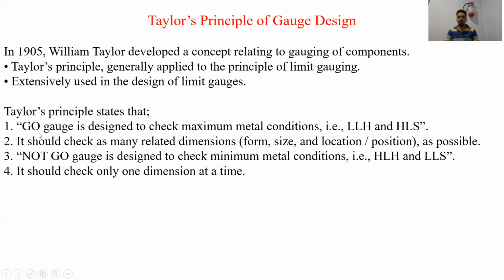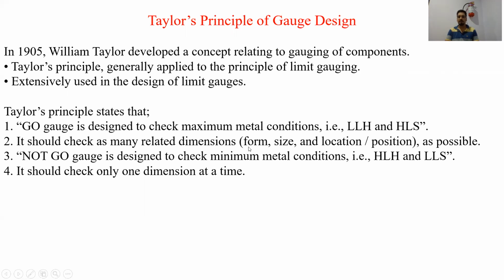It means this go part is designed to check the maximum material condition, and I have already told you in the previous lecture what the maximum material condition is. For the hole it is the lower limit of the hole, and for the shaft it is the higher limit of the shaft. So the go gauge is designed to check the lower limit of the hole and the upper limit of the shaft. Second point, it should check as many related dimensions, form, size, location and position as possible. It means it will check whether it is a hole and whether it is a shaft.